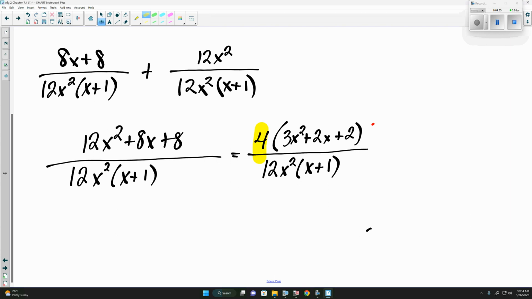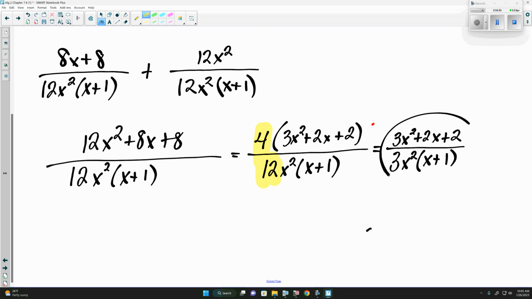And the reason we do this is because of this 4 over 12 here, because that will reduce, that will simplify. And 4 over 12 reduces to 1 over 3. So we have 3x squared times x plus 1 in the denominator. The numerator is going to be 3x squared plus 2x plus 2. And that is as simplified as it gets. 3x squared plus 2x plus 2 will not factor or simplify any further than that.